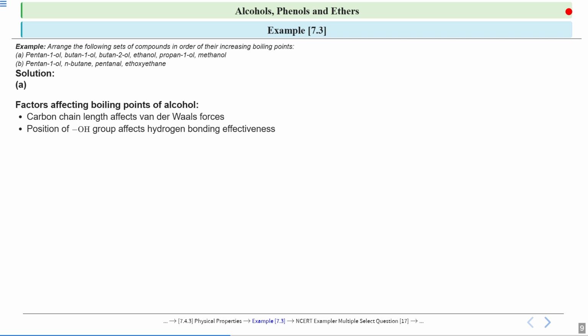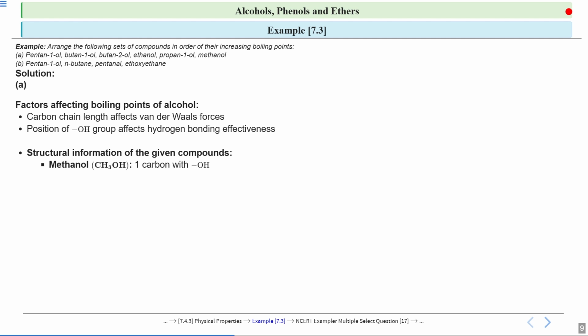Next is the position of the OH group. It affects the hydrogen bonding effectiveness. So the position at which your OH group is located in your compound affects your hydrogen bonding. Let us see the structural information of the given compounds.